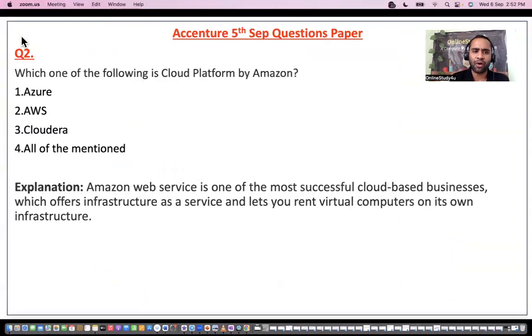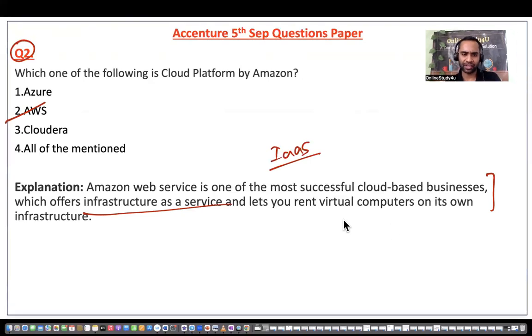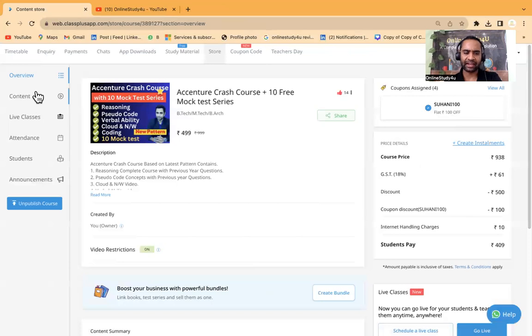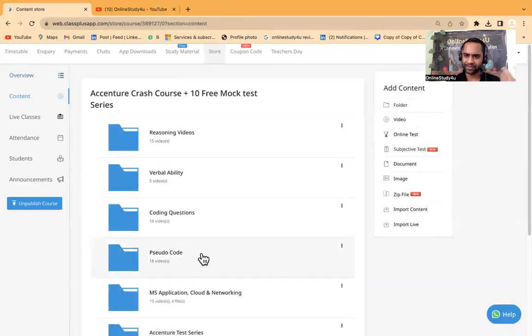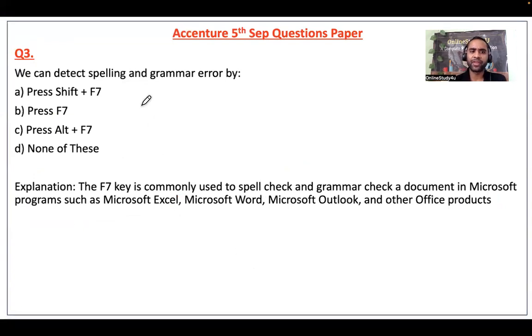Which one of the following is a cloud platform by Amazon? Friends, that is nothing but AWS, where you can host all your data. Amazon Web Services is one of the most successful cloud-based businesses, which offers infrastructure as a service, IaaS, and lets you rent virtual computers on its own infrastructure. Suppose we are selling these videos, all this content you can put on Amazon Web Services and you will be able to play from there. So this is how the cloud platform is AWS.